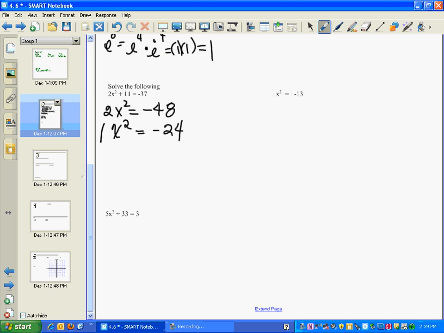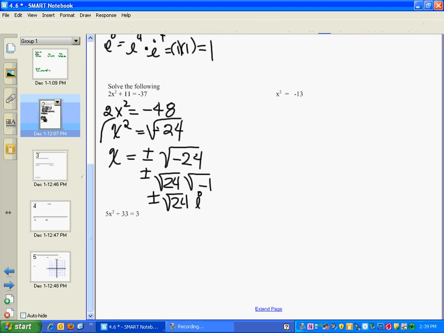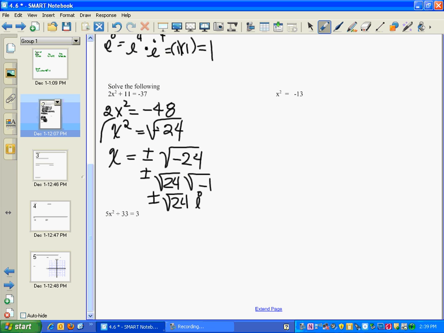We can take the square root of both sides, and we're going to get x is equal to plus and minus the square root of negative 24. We never write an answer with a negative sign under the square root. So I'm going to say that's plus and minus the square root of 24 times the square root of what? Negative 1. But what did we just define the square root of negative 1 to be? I. Plus and minus square root of 24 i. The i is outside the square root.